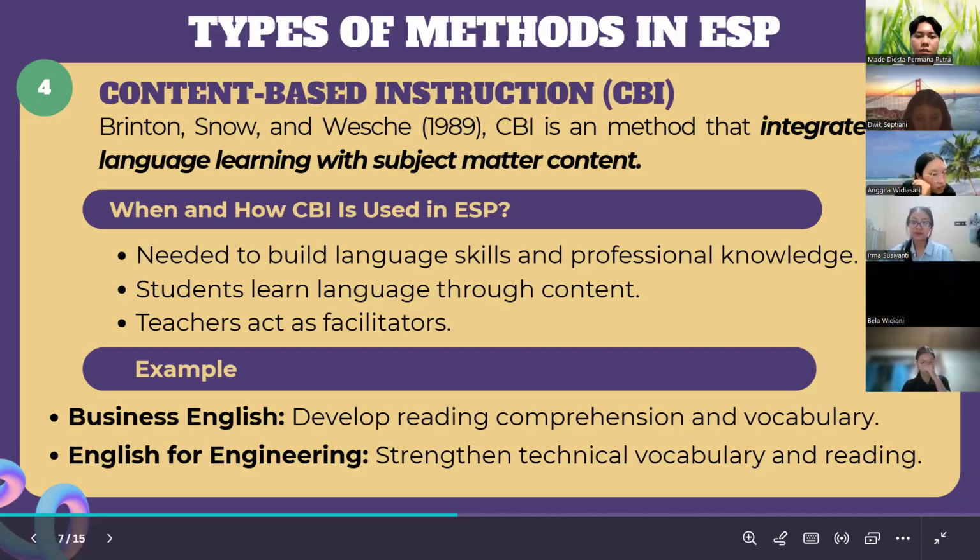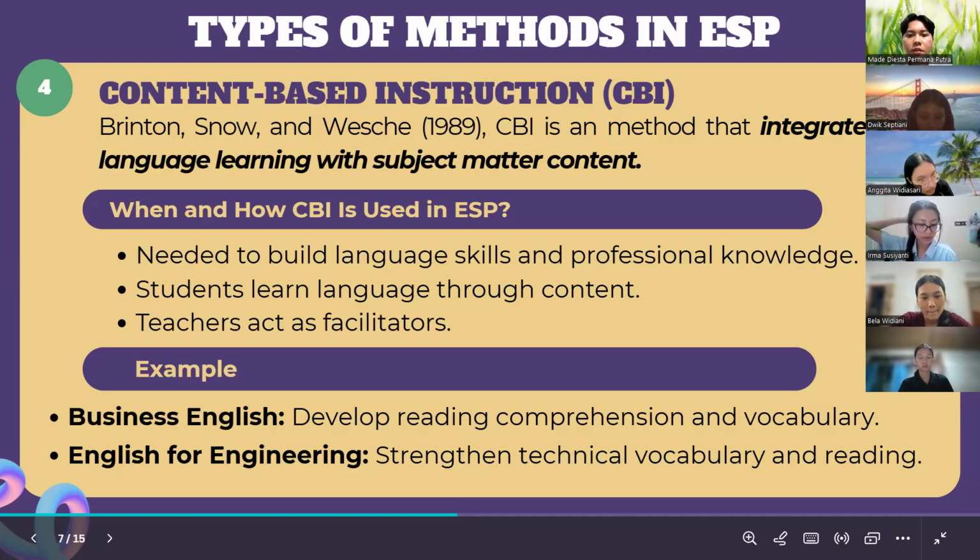The example in ESP is business English. The purpose is to develop reading comprehension and vocabulary in business contexts, for example, analyzing business case studies or company reports. And there is English for engineering. The purpose is to strengthen technical vocabulary and reading for specific purposes, for example, learning technical concepts through projects, reports, or manuals.